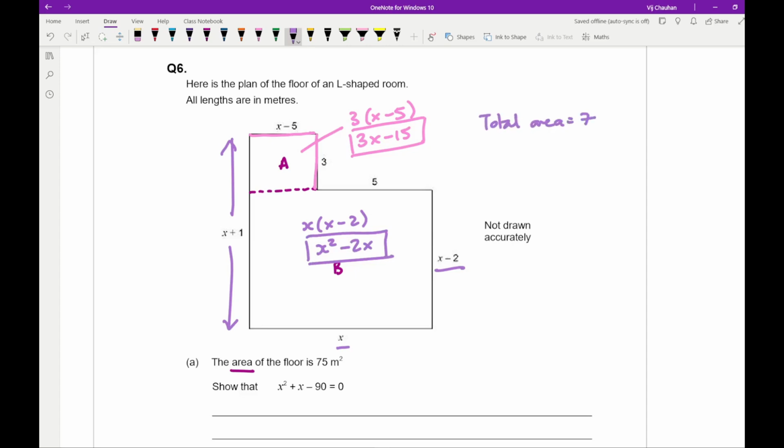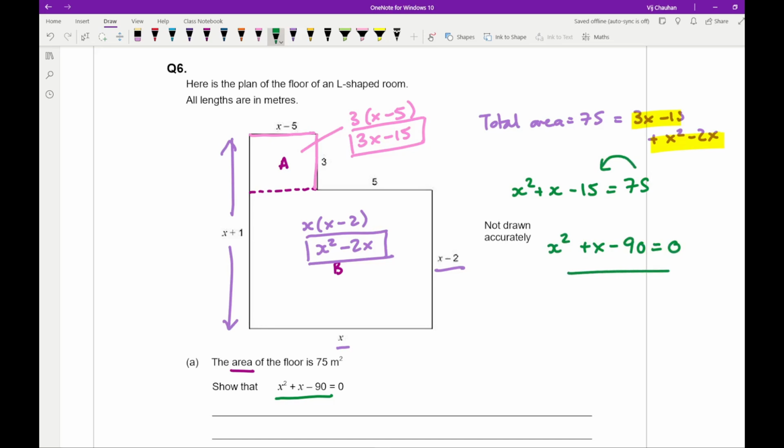So to find the total area, which we've been told is 75, that is equal to 3x minus 15 plus x squared minus 2x. If I simplify this, what I end up with is x squared plus x minus 15 equals 75. And as you can see, what we want to show is the expression equal to 0. So all that's left for me to do is take the 75 over to the other side, in which I end up with what they wanted me to show, which is the expression you can see there.